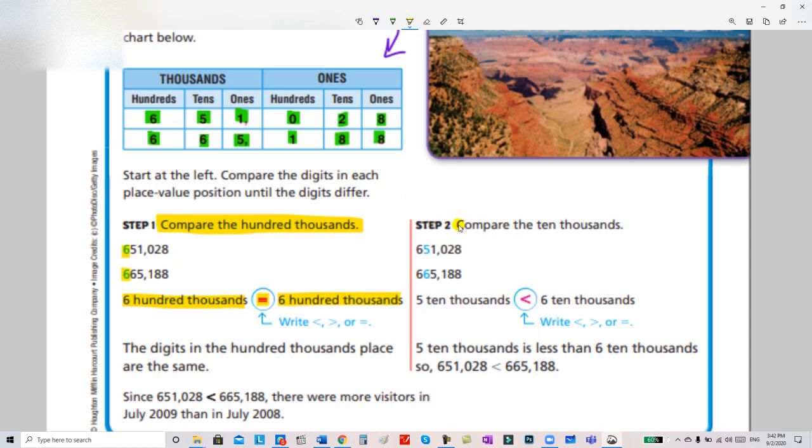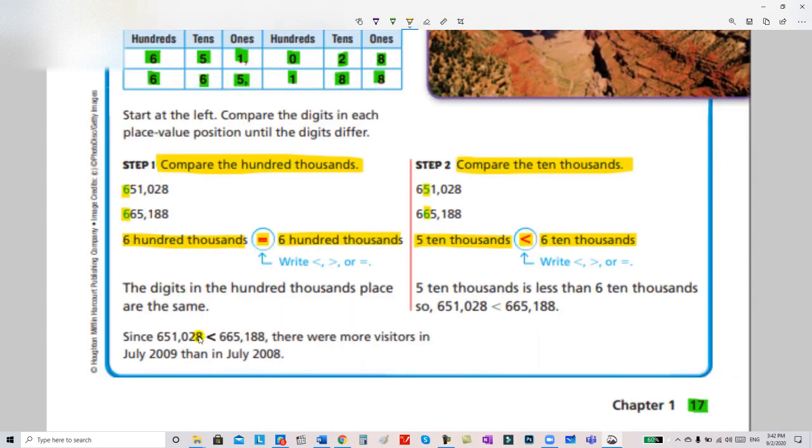Okay, step 2, we are going to compare the 10,000s place. So we have here 5 and 6. So of course 5 10,000s is smaller than 6 10,000s. So we're going to put this sign. After that we have this number smaller than this number because we have 5 here smaller than 6 here. So there were more visitors in July 2009 than in July 2008.